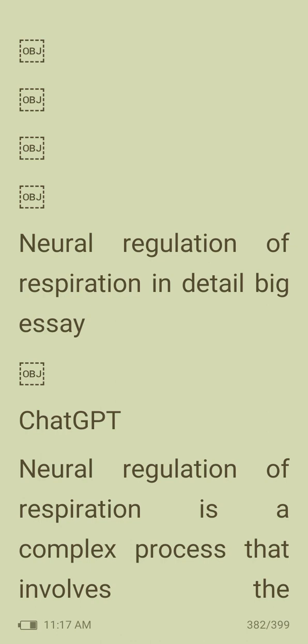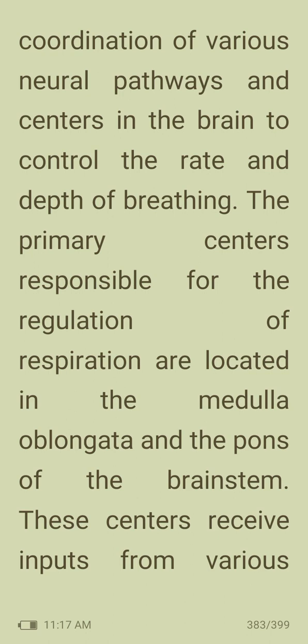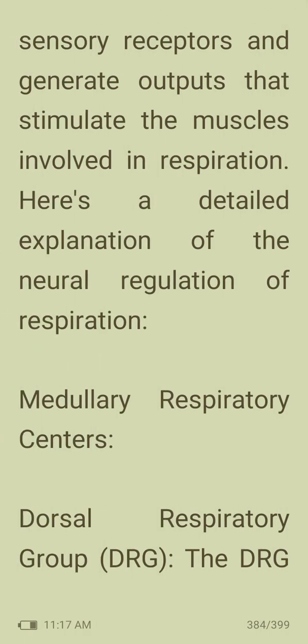Next, neural regulation of respiration in detail. Neural regulation of respiration is a complex process that involves the coordination of various neural pathways and centers in the brain to control the rate and depth of breathing. The primary centers responsible for the regulation of respiration are located in the medulla oblongata and the pons of the brainstem. The centers receive inputs from various sensory receptors and generate outputs that stimulate the muscles involved in respiration.